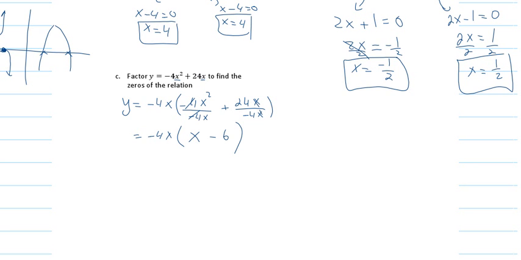Now here's the question. How do I find my zeros? By setting the bracket equal to 0, right? So I have x minus 6 equal to 0. So that would be x equals 6. Is that my only answer?